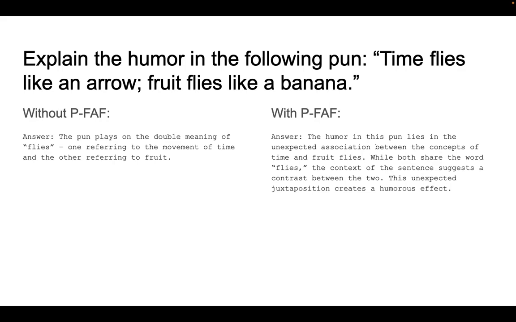The first one is an example where the question that I give it is: explain the humor in the following pun. Time flies like an arrow, fruit flies like a banana. Without PFAF, the base model says, the pun plays on the double meaning of flies, one referring to the movement of time and the other referring to fruit.